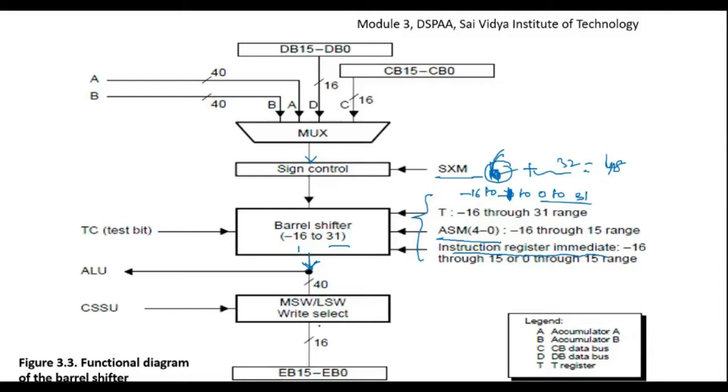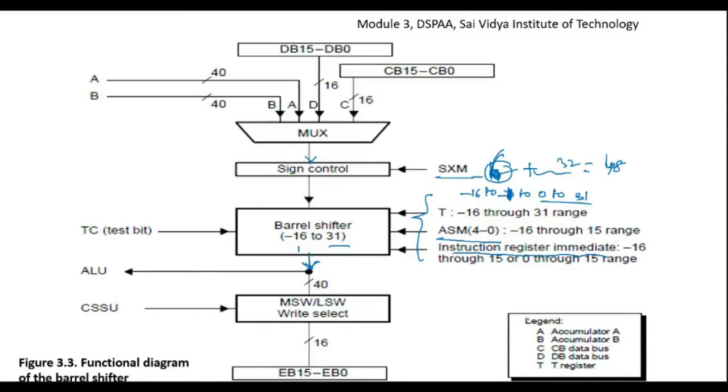So that is first 16 bit one time, another 16 bit one time. By performing this write select operation, that is most significant word / least significant word selection. The CSSU means compare select store unit, which is the unit I'll discuss further.